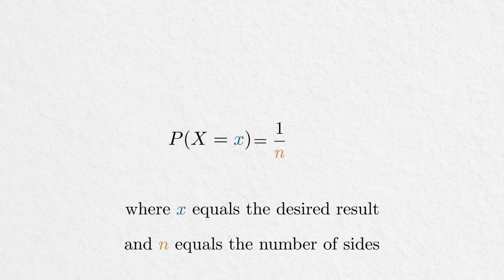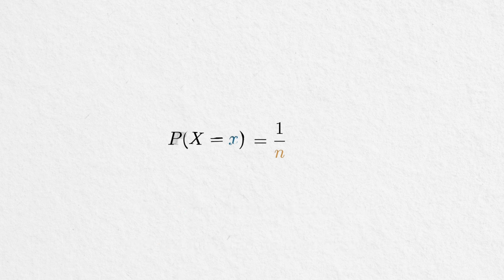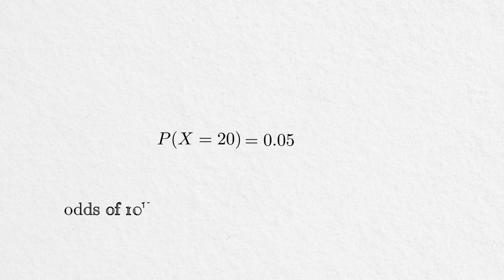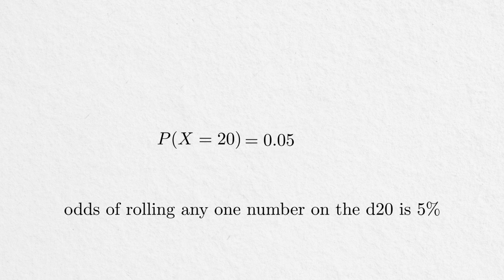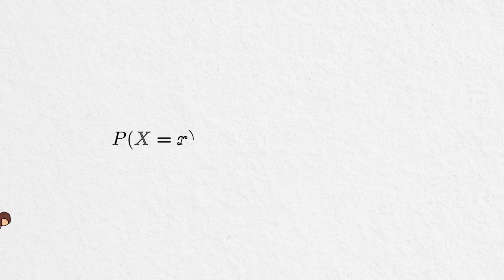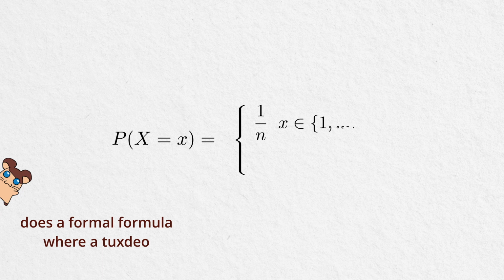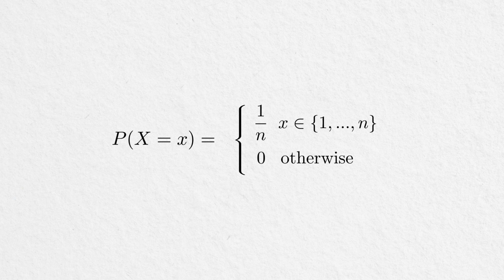For example, what are the odds we roll a 20 on our d20? We would write it as follows. The probability of x equals 20 is equal to 1 over 20, which will simplify to 5%. Now, we can take our formula, more properly formalize it, showing that the probability of a random variable capital X is equal to little x is shown by 1 over n on the range of 1 to n.